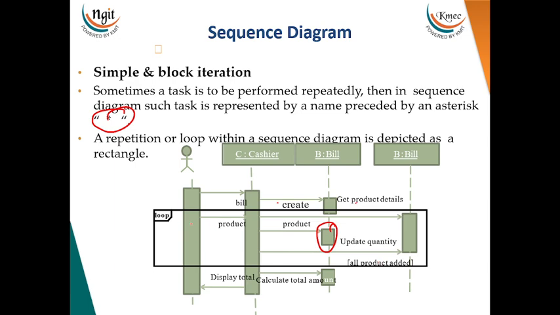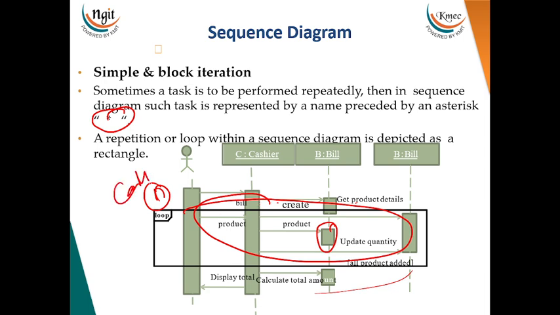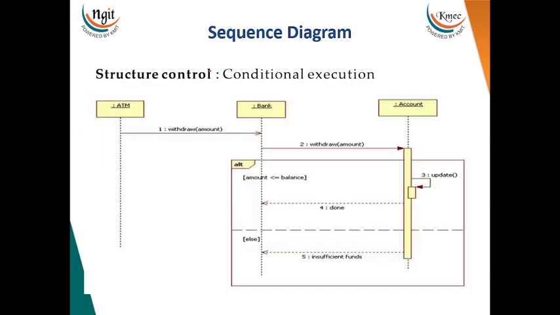Correct, and how many products are there? If I have n products, it goes on updating. Once that is done, calculate the amount, display the total. So this goes on till the products run out, like at a cashier. It is represented in a rectangular box. In the same way, for a condition, take withdraw amount from account as an example. Here, if balance is less than the amount, yes, update the account, done. Else, insufficient balance. This is a condition.